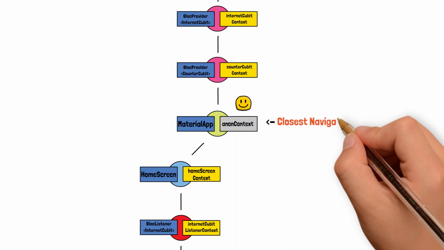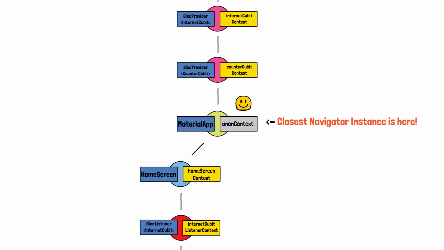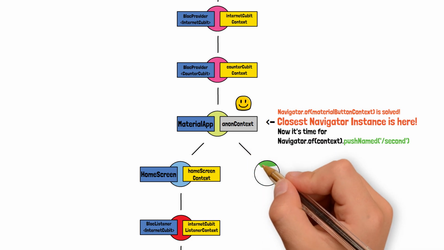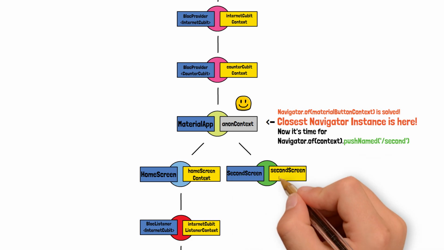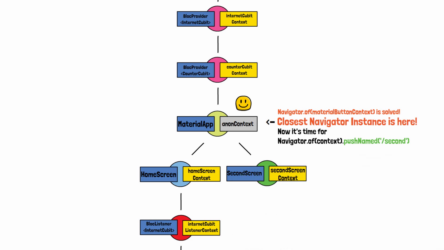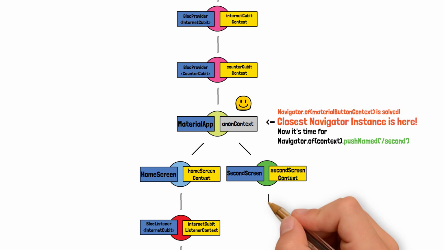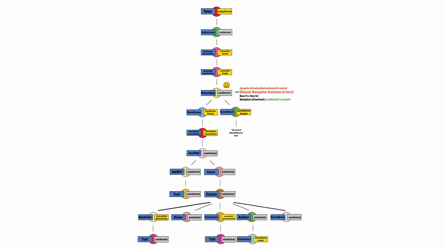Okay, so right now, Flutter found the Navigator widget it was looking for. Now it's time for the Navigator to push the second screen onto the stack, but remember, it will push it from the context of the Navigator widget, and that's the context of the Material App. So the new second screen widget will be placed as a child of the Material App widget. So the new widget tree, following our previous rules, will transform into this.